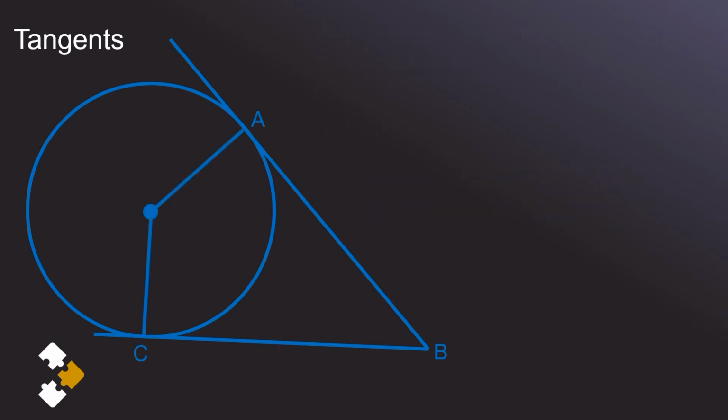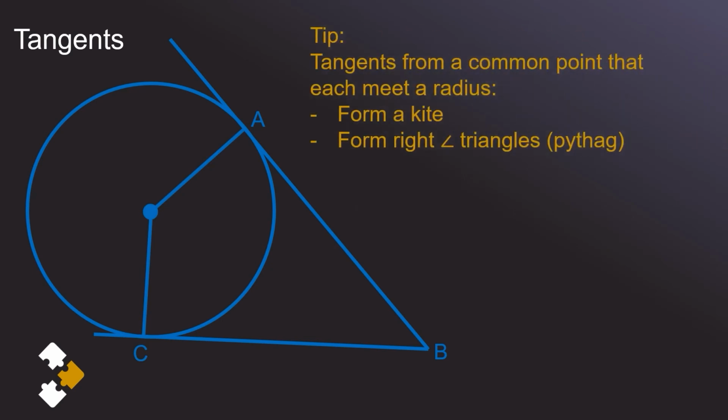Now note the following pattern that frequently appears. When you do have these tangents from a common point, and you also have radii that meet those tangents, then you often form a kite and you form right-angled triangles. Now recall that AB must be equal to BC because they're tangents from a common point, and because these 2 lines are radii, they also have to be equal in length.